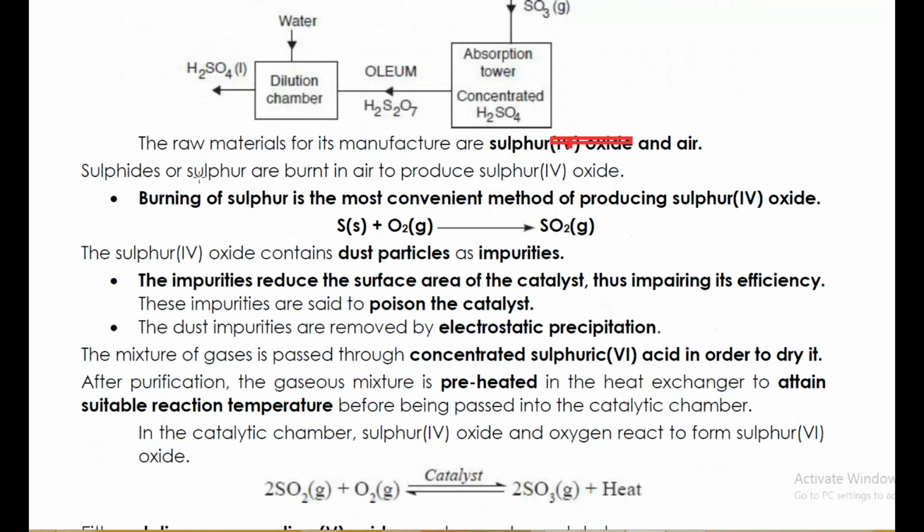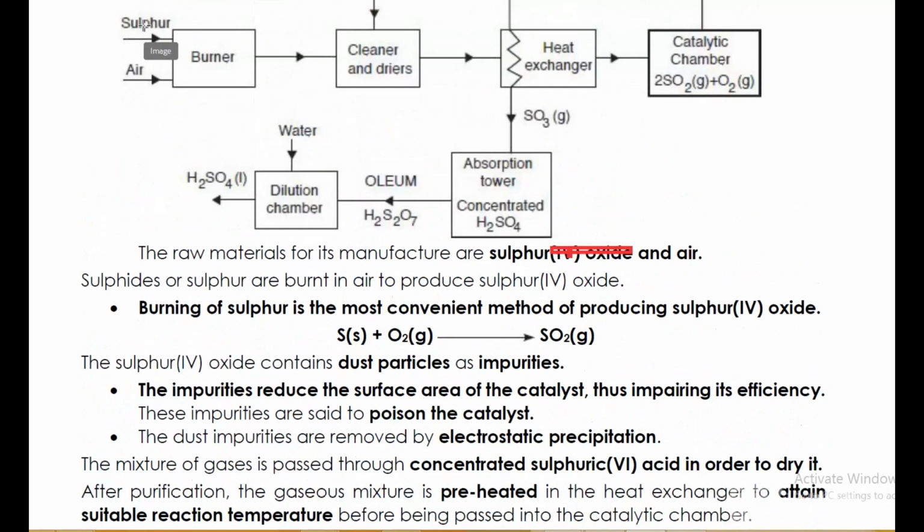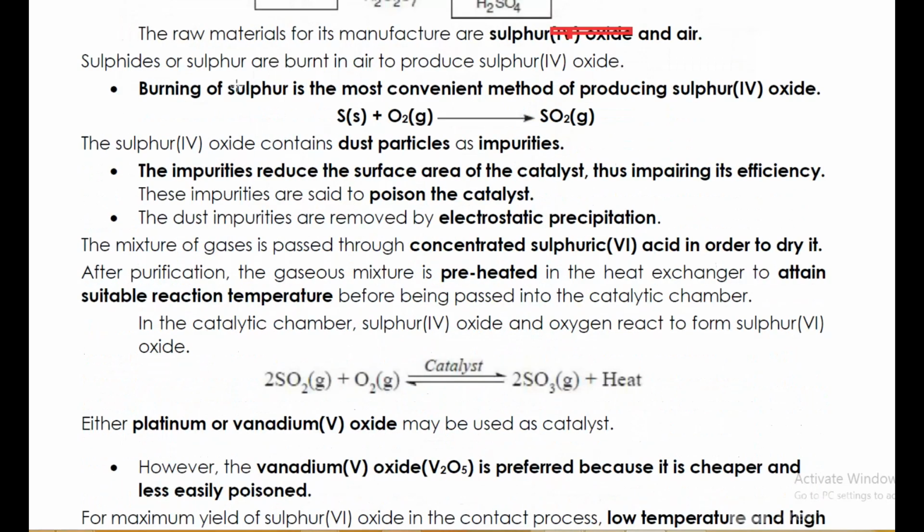Now sulfur is burnt to produce sulfur 4 oxide. Sulfur burns with air to form sulfur 4 oxide. The impurities were produced, so the impurities are removed to avoid poisoning the catalyst. Like we have said, the impurities are removed to avoid poisoning of the catalyst. The dust impurities are removed by electrostatic precipitation.